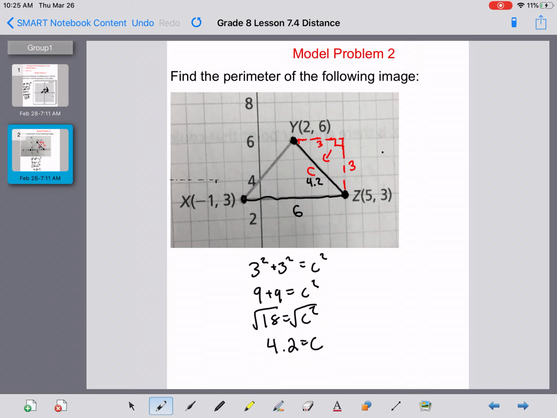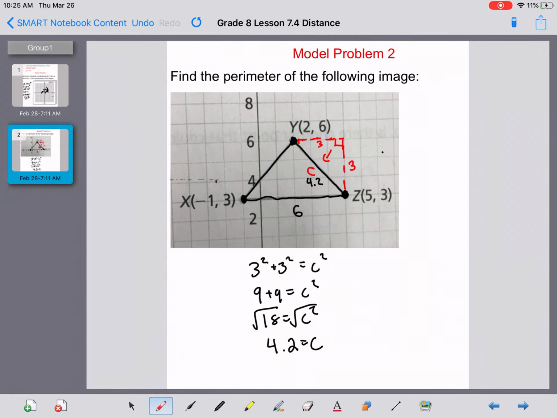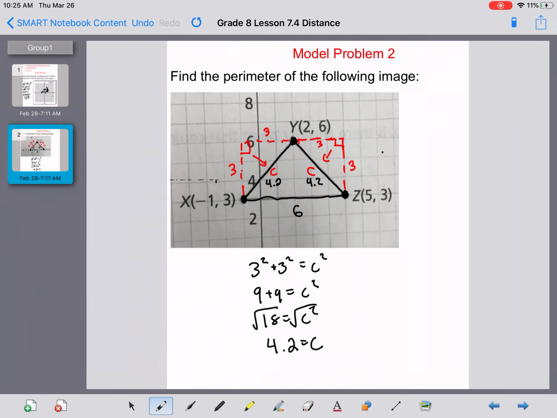Now I also have to find the distance from Y to X. Again, since that's not a perfectly straight horizontal or vertical line, I can't just count the spaces, but I can create another right triangle on this side. Here's my right angle. So this side that I'm looking for is c. The distance on top is 1, 2, 3. The distance on the left-hand side is 1, 2, 3. Since this is the same right triangle, I know that the distance of this hypotenuse would be the same, and it would be 4.2.